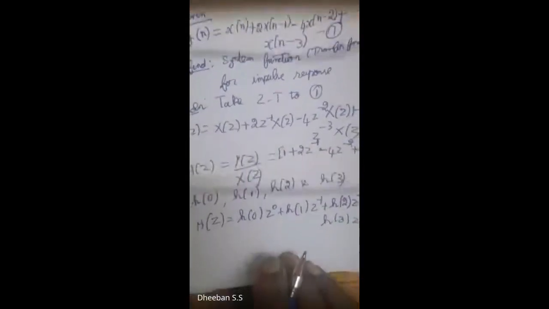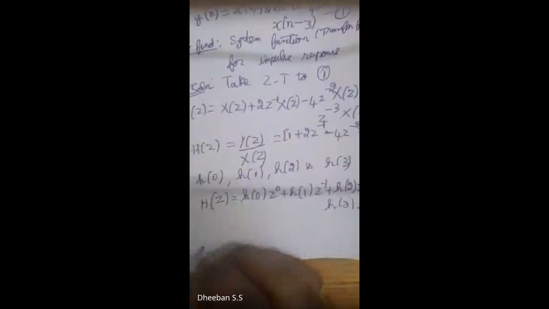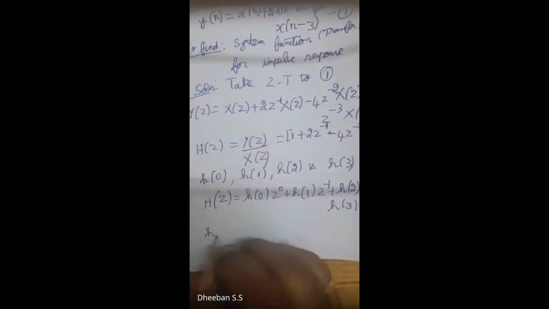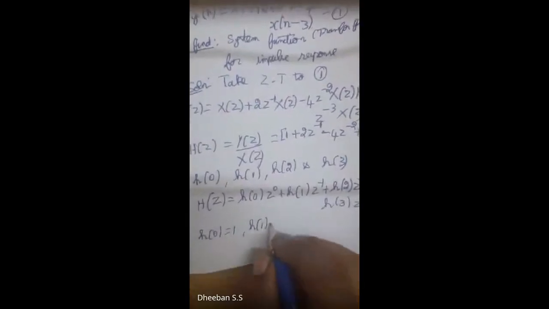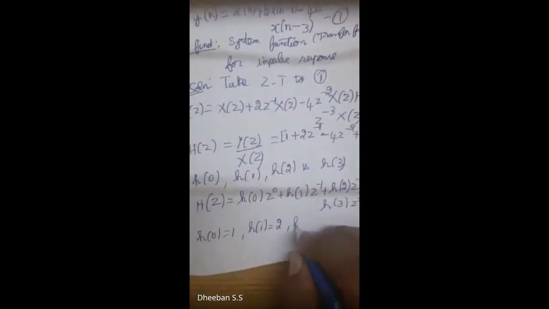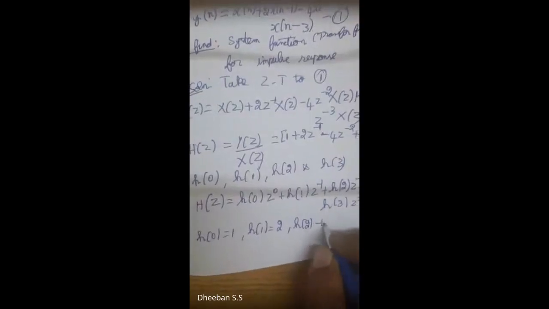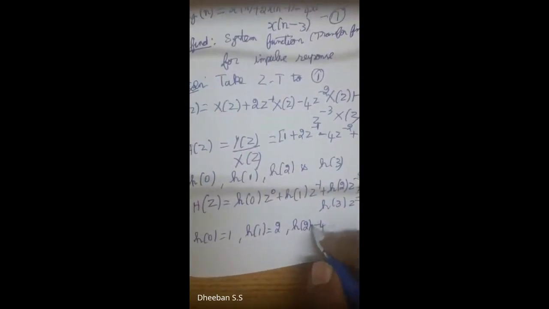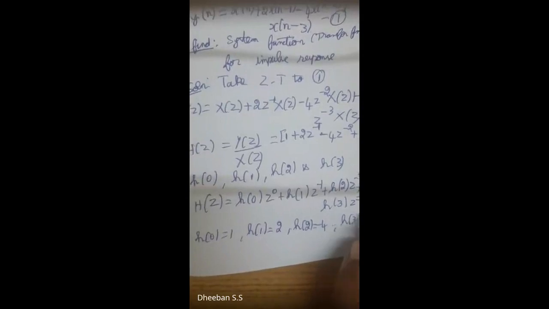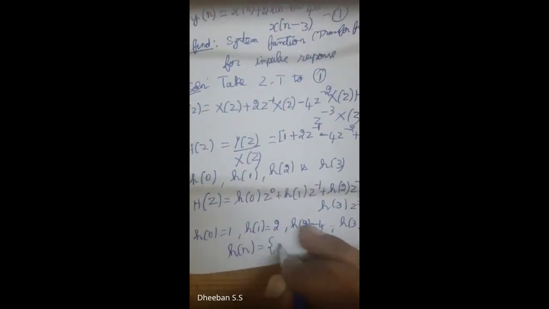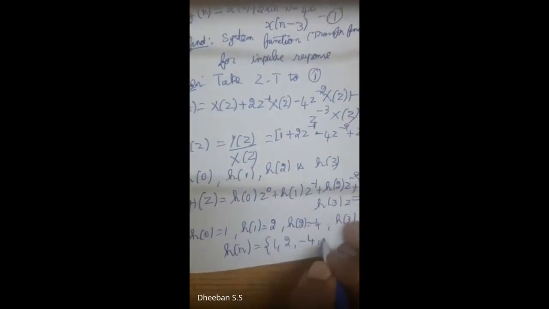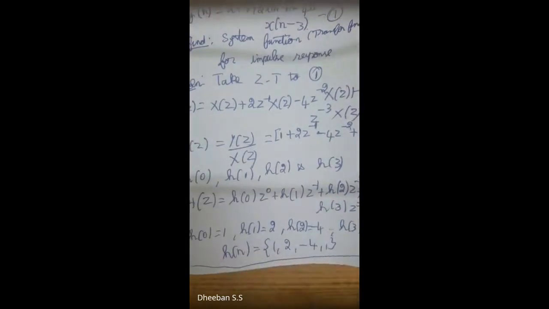So if you're comparing those two things, you'll be getting h of 0 equal to 1, h of 1 equal to 2, h of 2 equal to minus 4, h of 3 equal to 1. So your h of n is 1, 2, minus 4, 1. So this is what your h is.